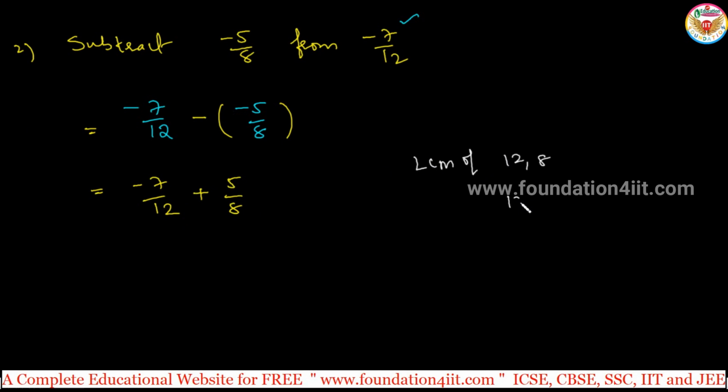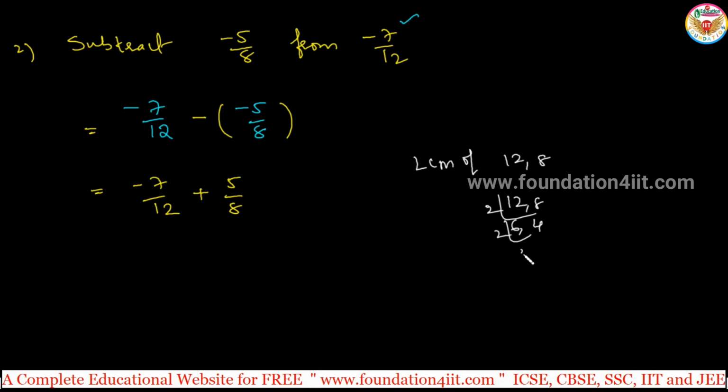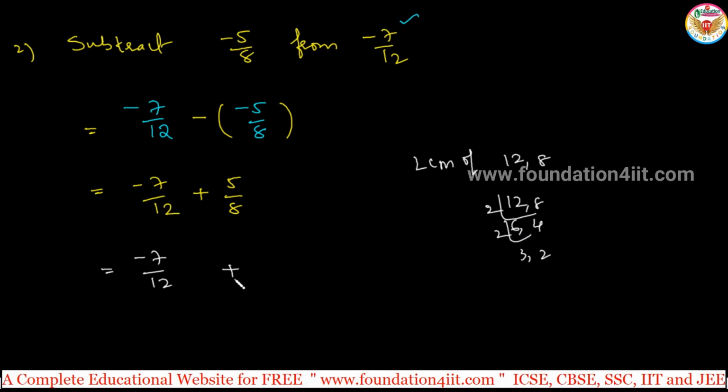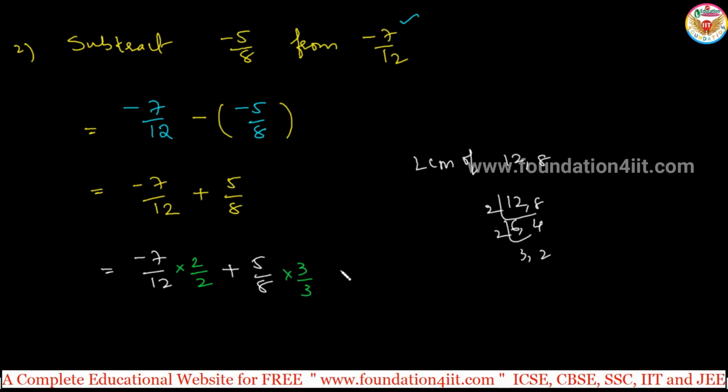Already we did previous, 12 comma 8. 2 table, 6 4. Again 2, 3, 2. 2 2 is a 4, 4 3 is a 12, 12 2 is a 24. So to make this as 24: minus 7 by 12 plus 5 by 8. So to make this as 24 as LCM, 2 by 2, this is 3 by 3.